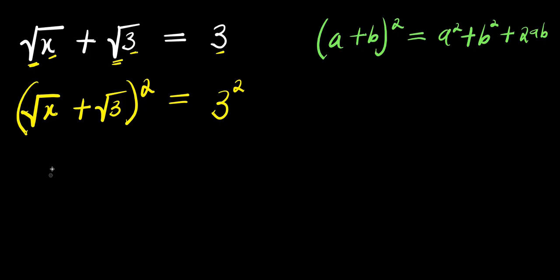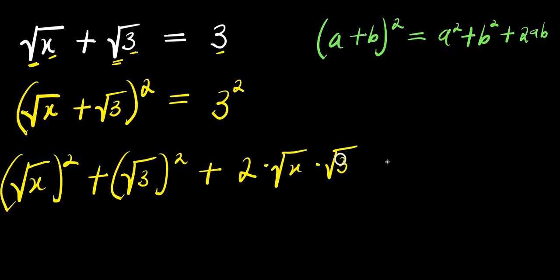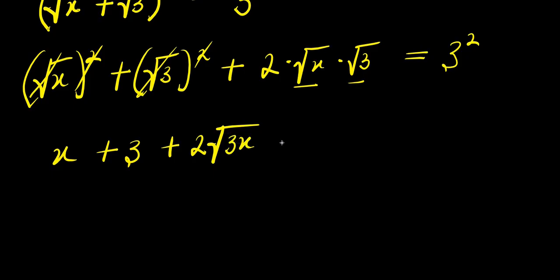So that means we are going to have square root of x to the power of 2 plus square root of 3 to the power of 2 plus 2 times square root of x times square root of 3 equals 3 power 2. This eliminates this, so we have x plus 3 plus 2 times root x times root 3, which is root 3x, equals 3 power 2, 9.